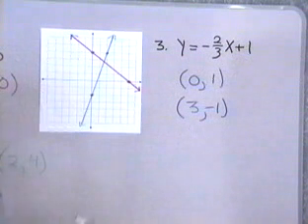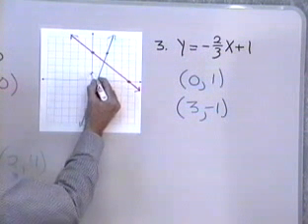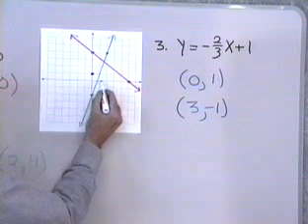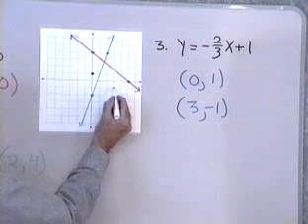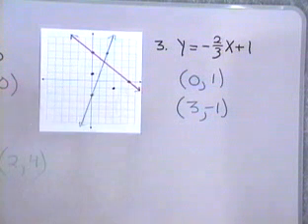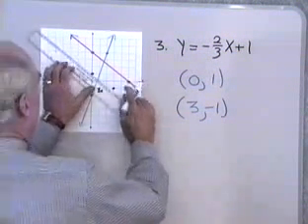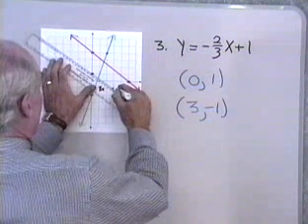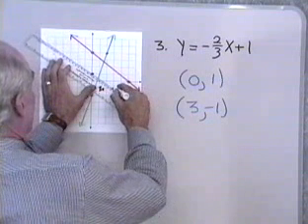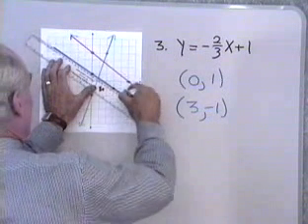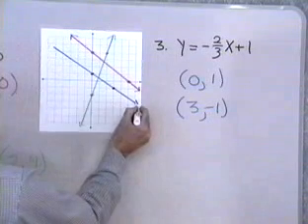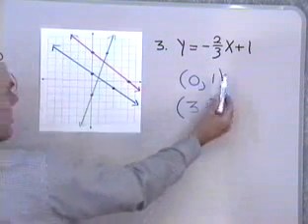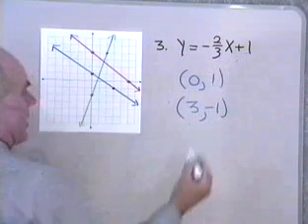Now let's see how we've done here. x is 0, y is 1. That's that point. x is 1, 2, 3. y is negative 1. That will be that point right there. Now if I connect those 2 points with a straight line, I'll end up with the graph of this line, y is equal to negative 2/3 x plus 1.